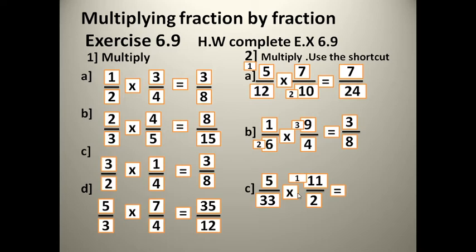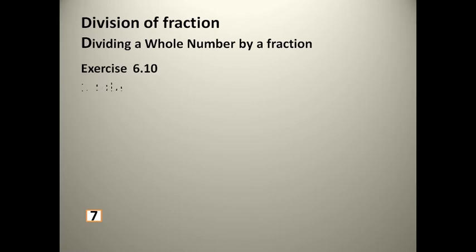5 by 1, it is 5. If you divided 33 with 11, it will be 3. 3 multiply 2, it is 6. Like this, we can use the shortcut when we multiply.